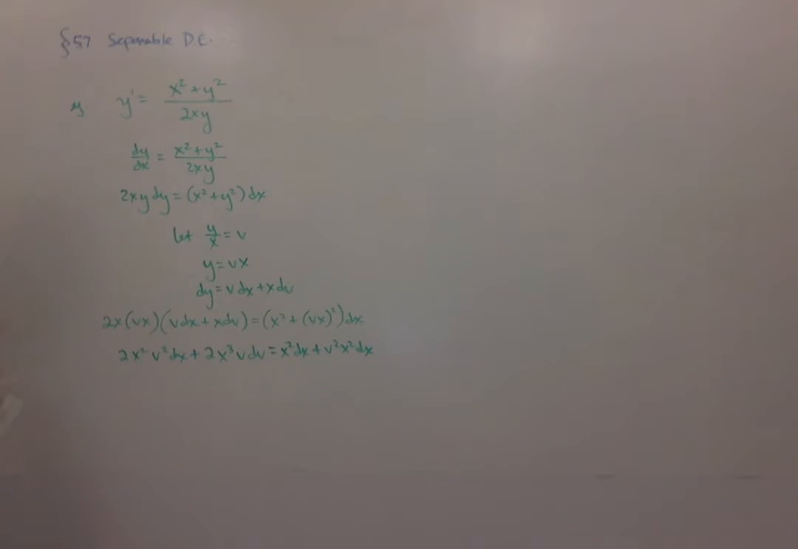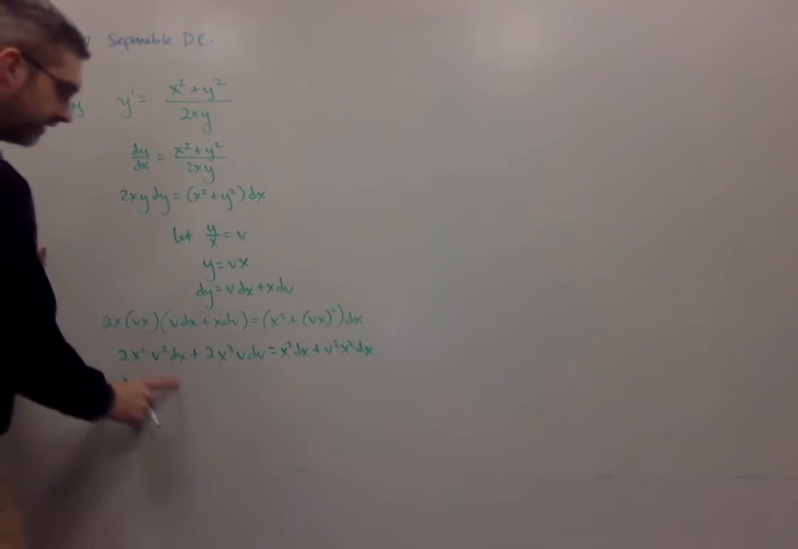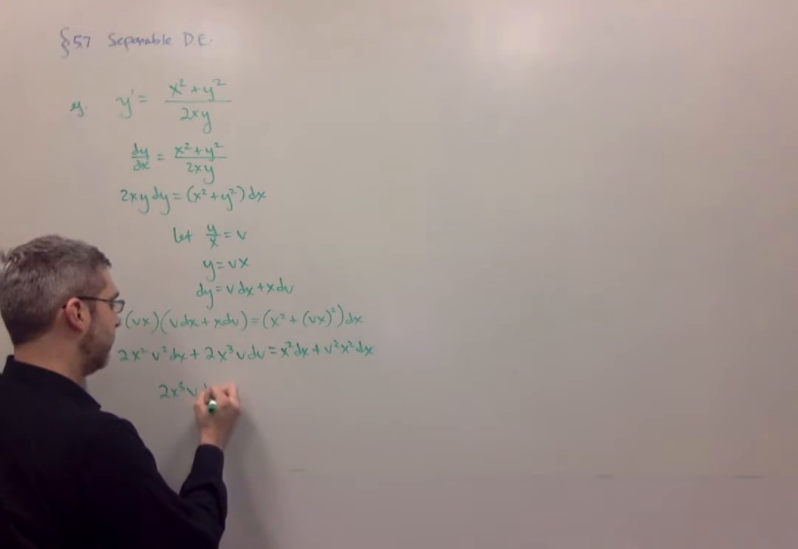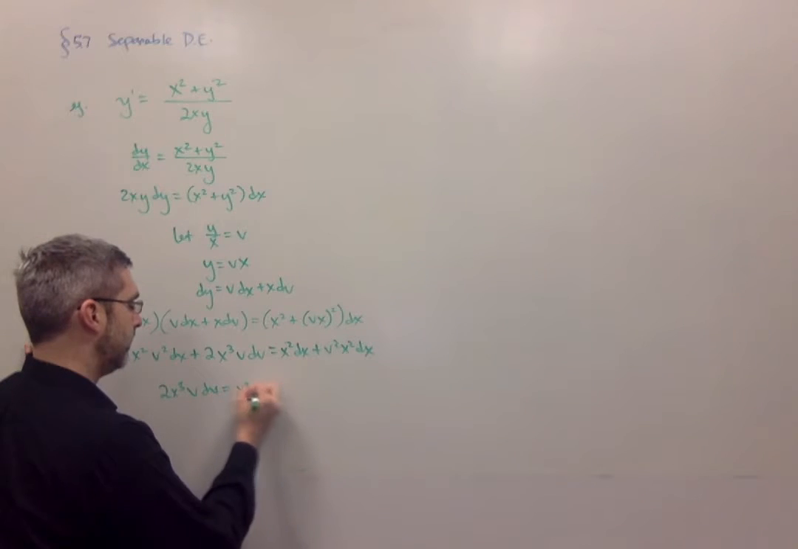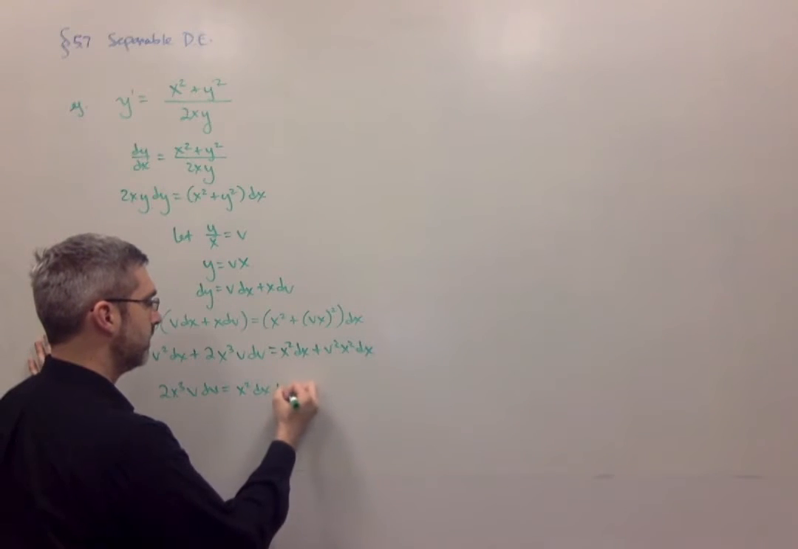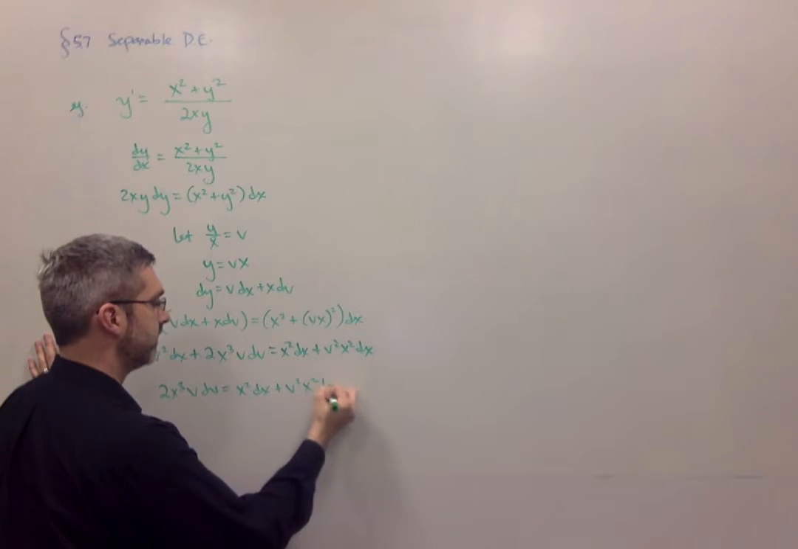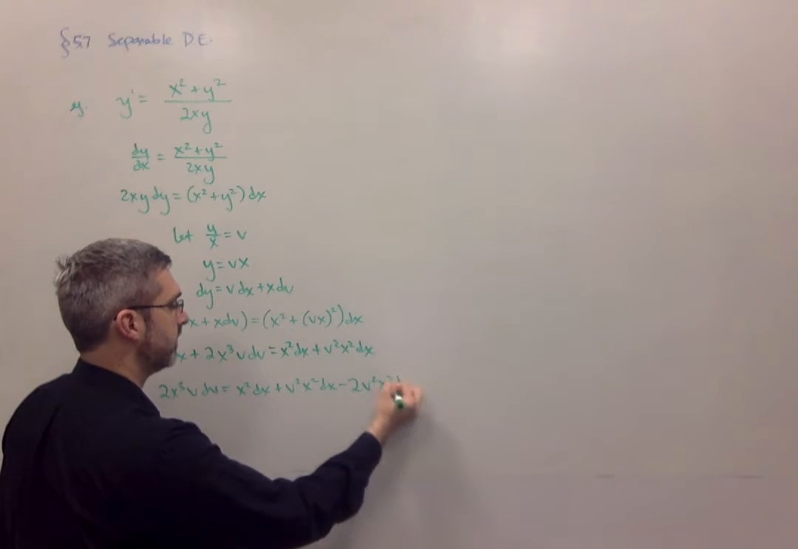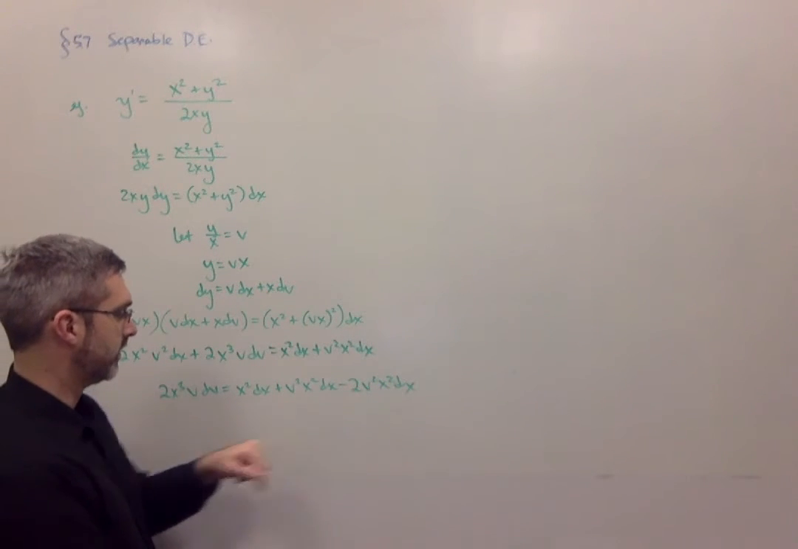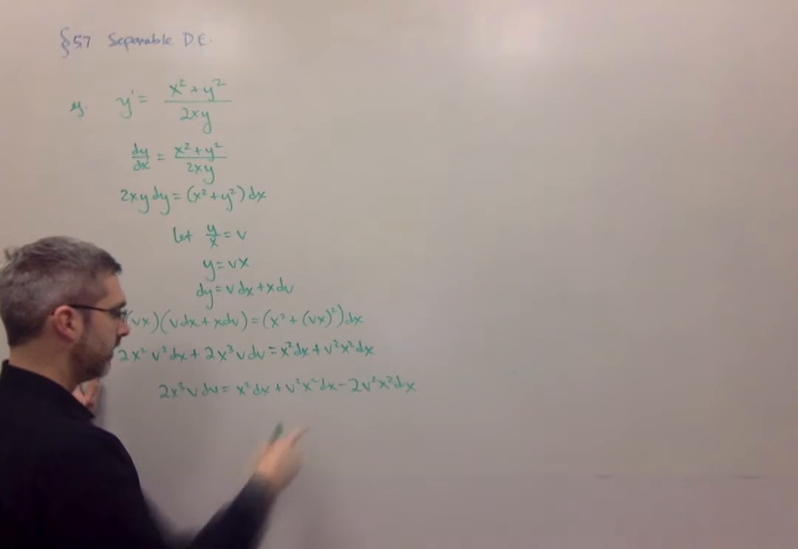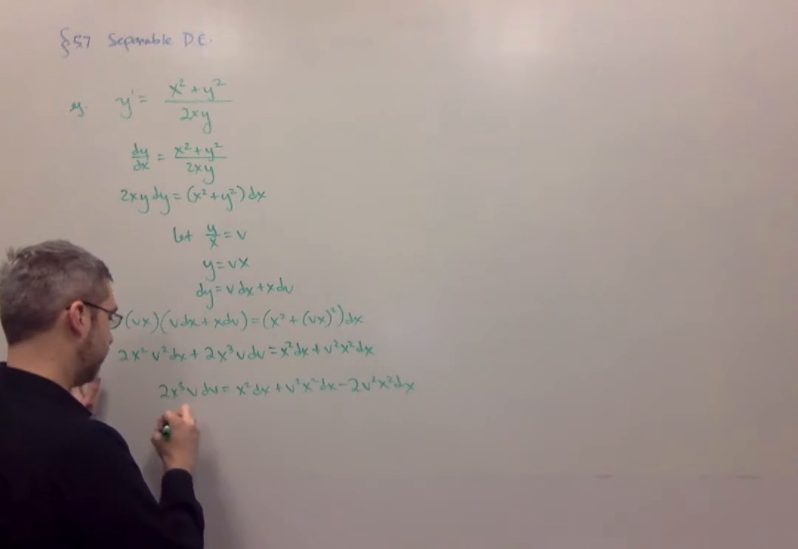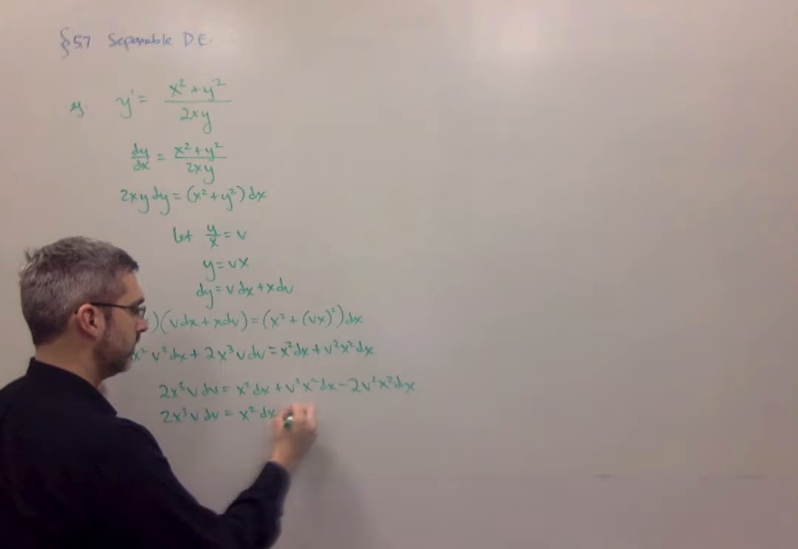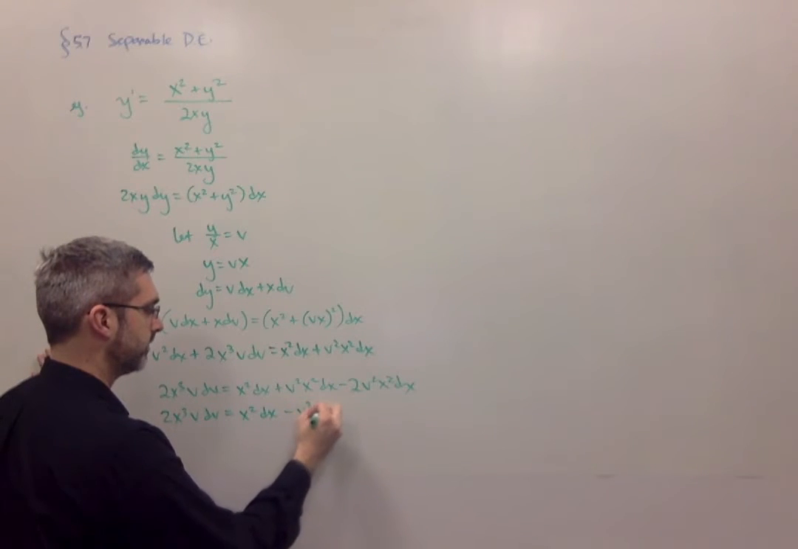Let's put all the dx's on one side, so let's bring this over here. So we've got 2x cubed v dv equals x squared dx plus v squared x squared dx minus 2 v squared x squared dx. Okay, this term on the other side. So one of these minus 2 of them gives me just one, negative 1 of them.